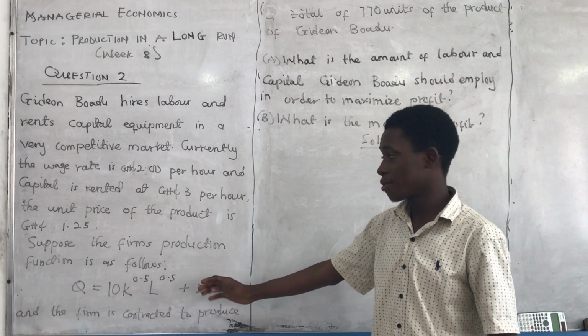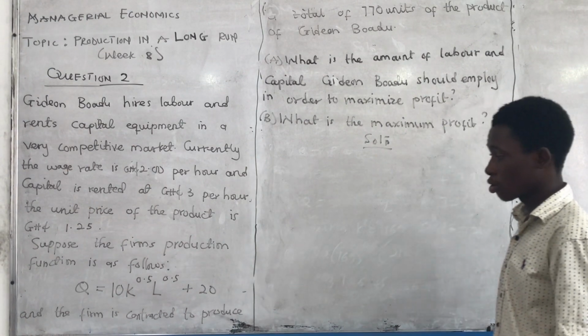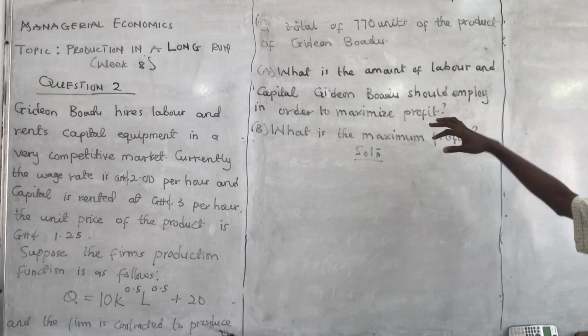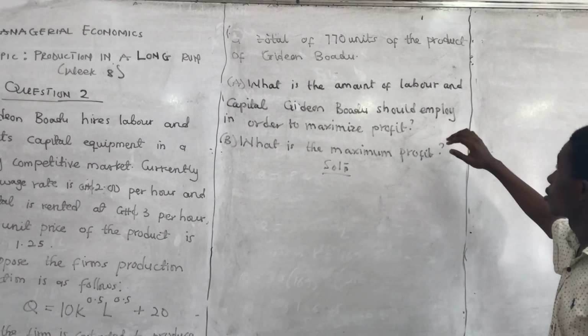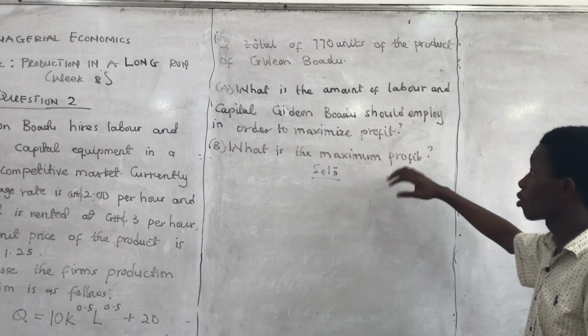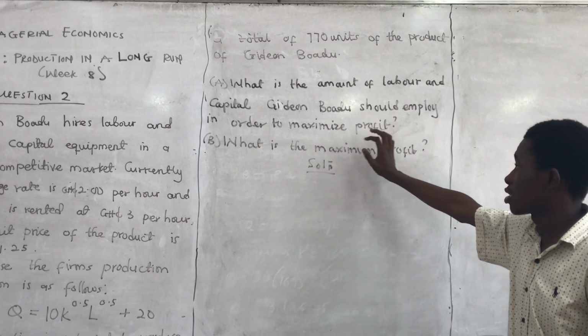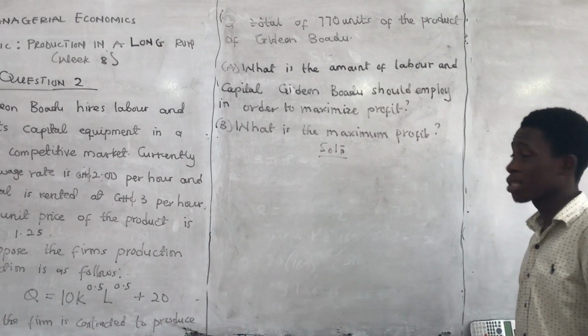Suppose the firm's production function is as follows, and the firm is contracted to produce a total of 770 units of the product. A. What is the amount of labor and capital the firm should employ in order to maximize profit? B. What is the maximum profit?